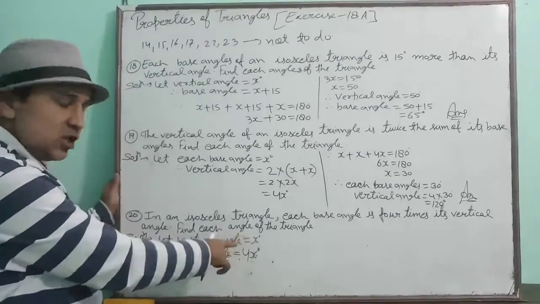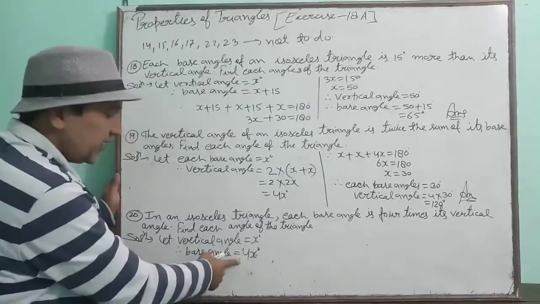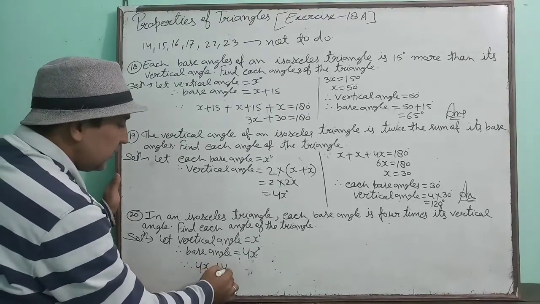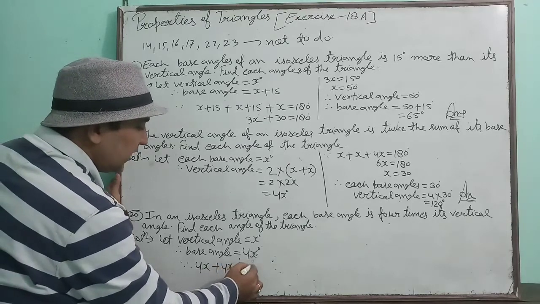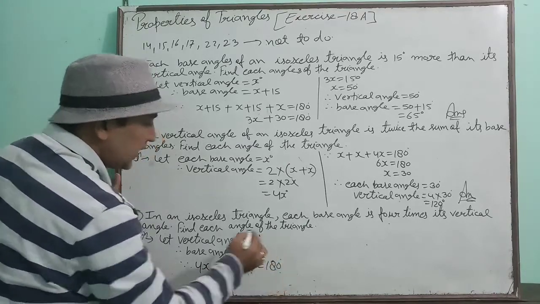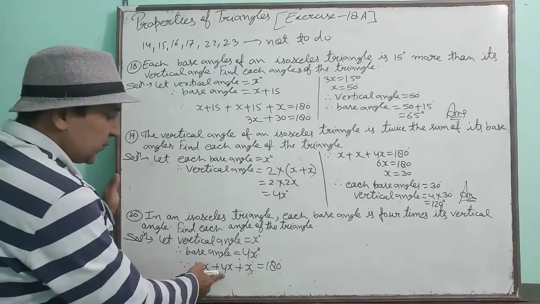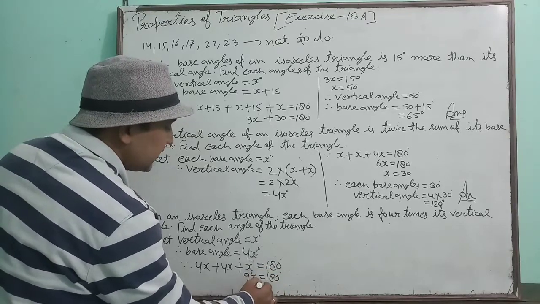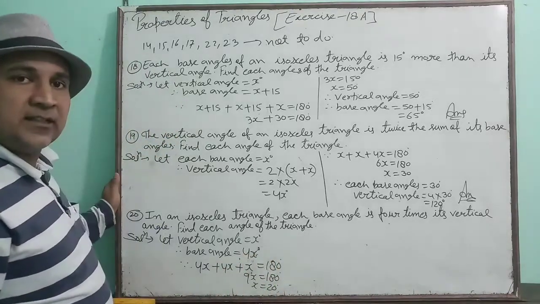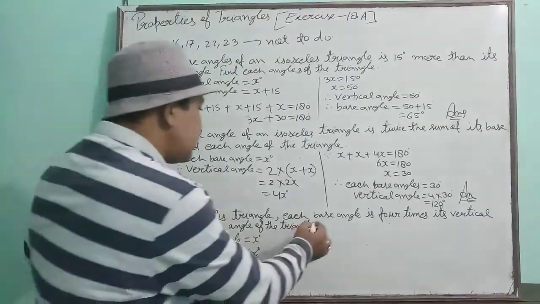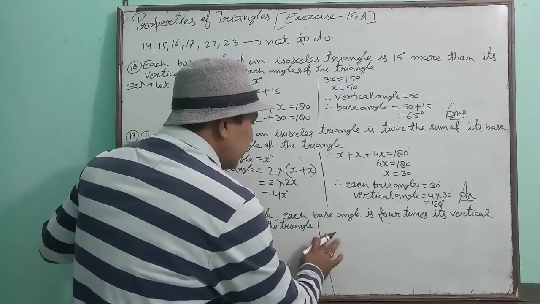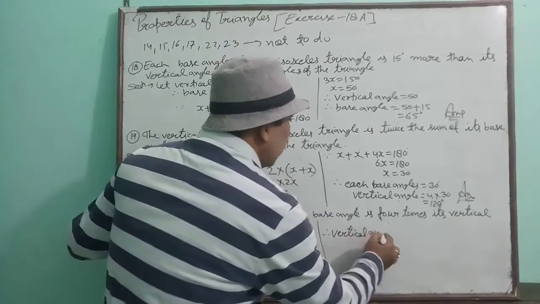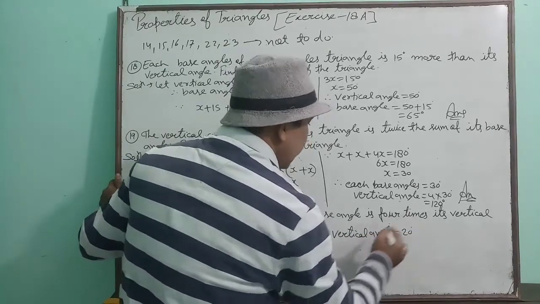Because vertical angle is x, base angle is 4 times, means 4 into x. Now apply the property. First base angle plus second base angle plus vertical angle is equal to 180 degree. Now 4 plus 4 is 8, 8 plus 1 is 9. 9x is equal to 180 means x is equal to 20 degree. x is equal to 20 means vertical angle is 20 degree.